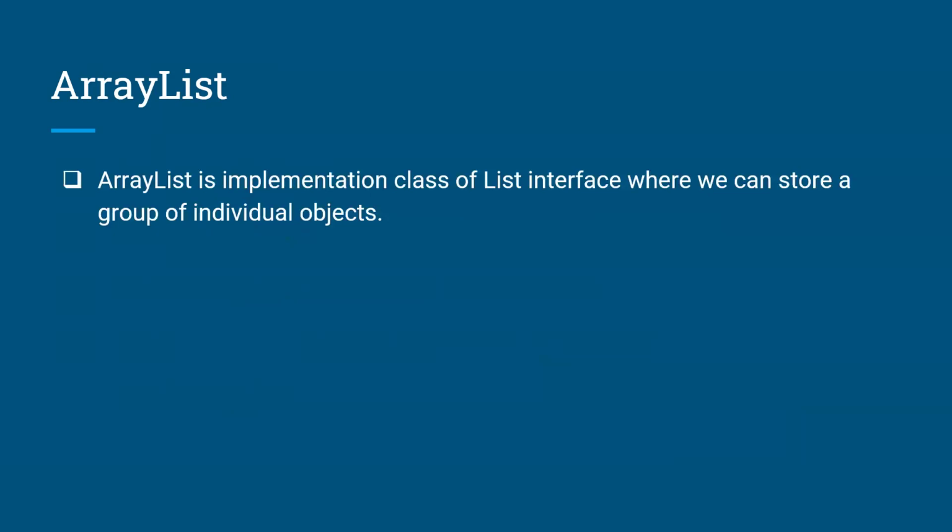See, as we know, ArrayList is the implementation class of the List interface where we can store a group of individual objects, because collection is designed to store only objects. In this one, we can allow duplicates, because the entire list category allows duplicates to be stored. So whenever you have the requirement to store a group of objects where duplicates are allowed, you can choose the list category.